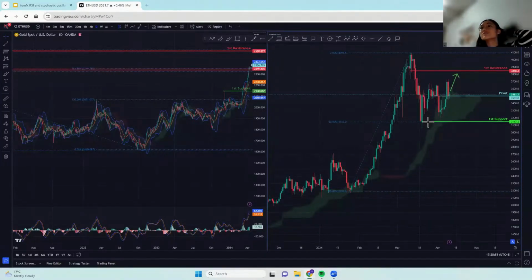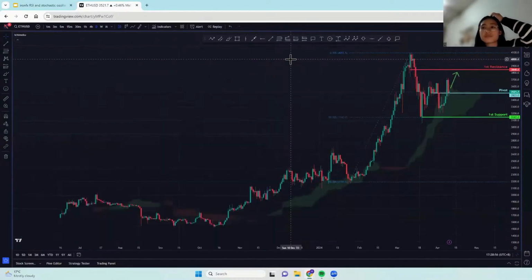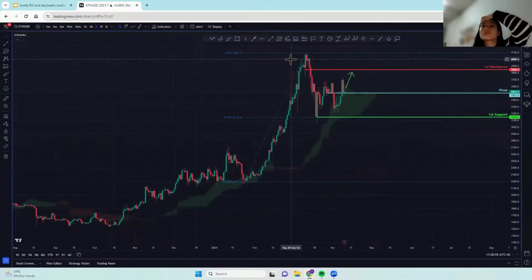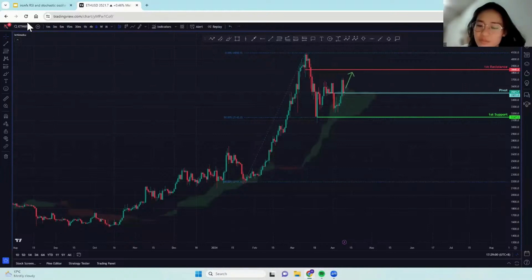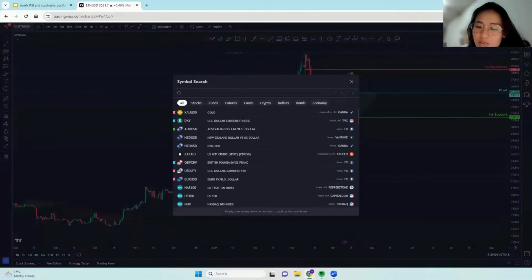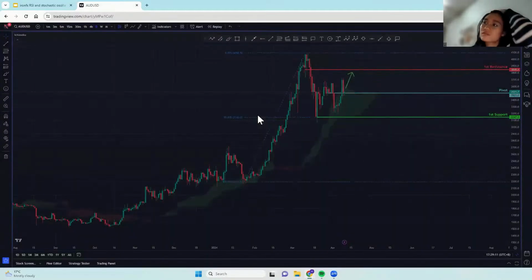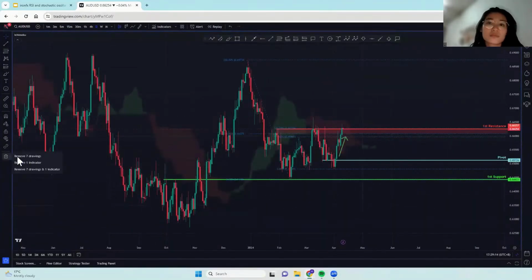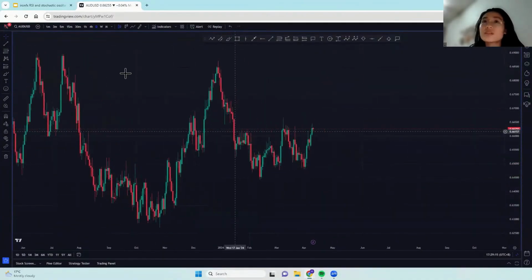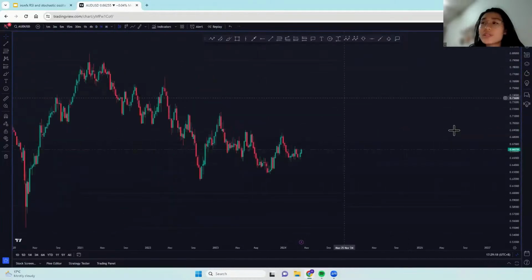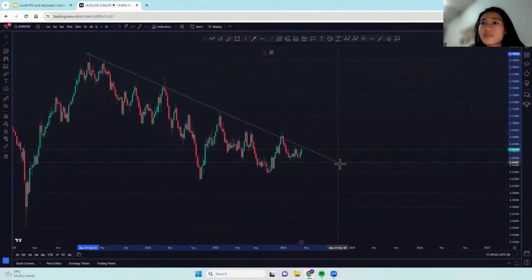Okay, let's look at by looking at AUD maybe. Okay. So on our weekly time frame, prices are moving in this descending trend line.